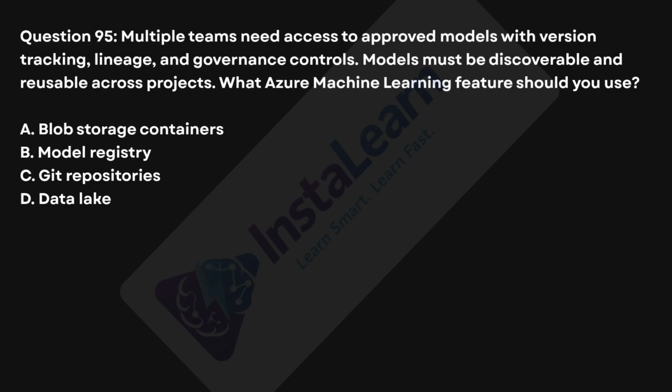Question 95. Multiple teams need access to approved models with version tracking, lineage, and governance controls. Models must be discoverable and reusable across projects. What Azure Machine Learning feature should you use? A. Blob storage containers. B. Model registry. C. Git repositories. D. Data lake.